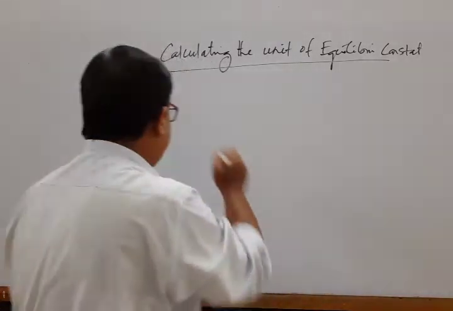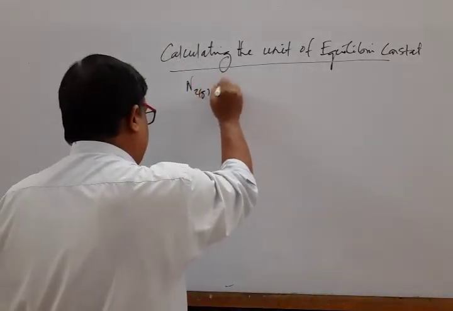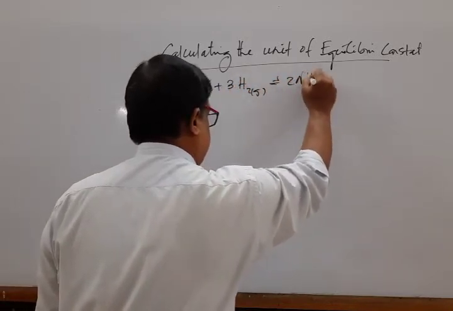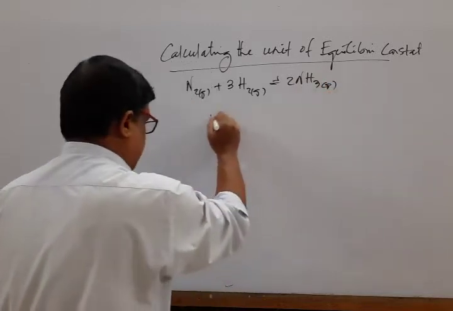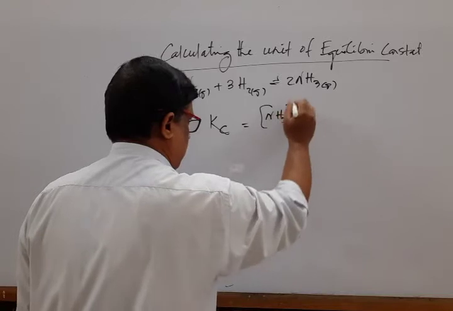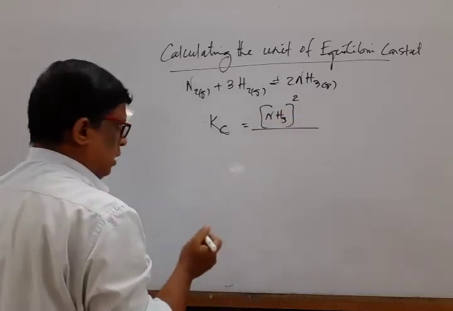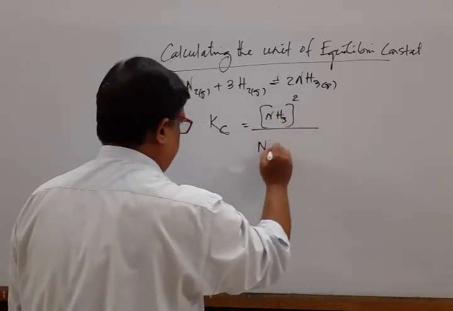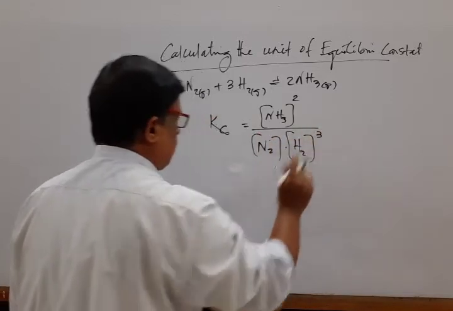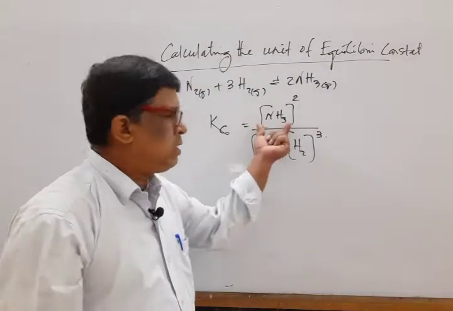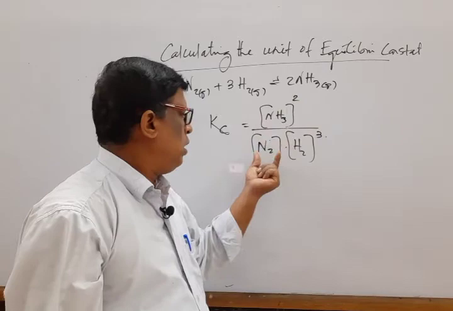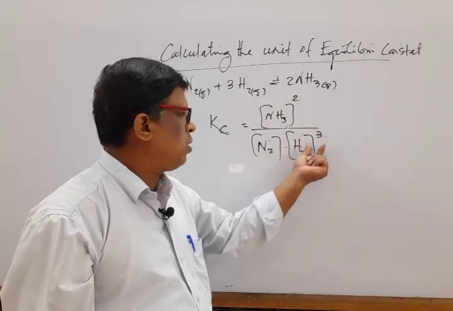Mark that one particular equation. N2 gas plus 3H2 gas give rise to 2NH3 gas. In this case, the equilibrium constant is equal to NH3 molar concentration to the power 2, divided by N2 into H2 molar concentration to the power 3. And it is moles per liter. Moles per liter to the power 2 divided by moles per liter into moles per liter to the power 3.